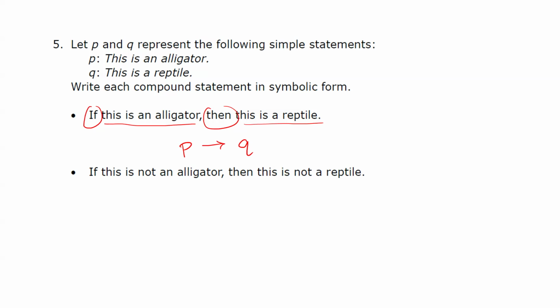Okay. Next, if this is not an alligator, then this is not a reptile. Still working in the conditional. This is an alligator is P, but we want this is not an alligator, so that's not P. This is a reptile is Q, but we want this is not a reptile, so that's not Q.